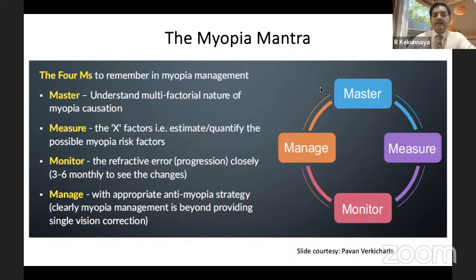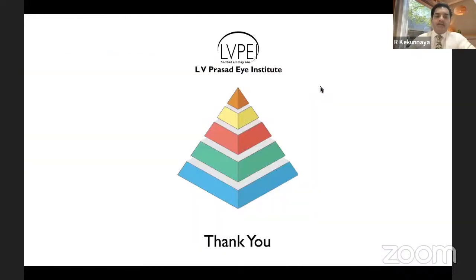Then monitor closely every 3 to 6 monthly. I would say most of us practically do it every 6 monthly, and manage with appropriate anti-myopia strategy. Clear myopia management is beyond providing single vision correction. So this is the 4 M's you should remember in myopia management. Thank you so much for this opportunity to provide an overview of what all are things available for treatment of myopia progression in children and even in adolescents.